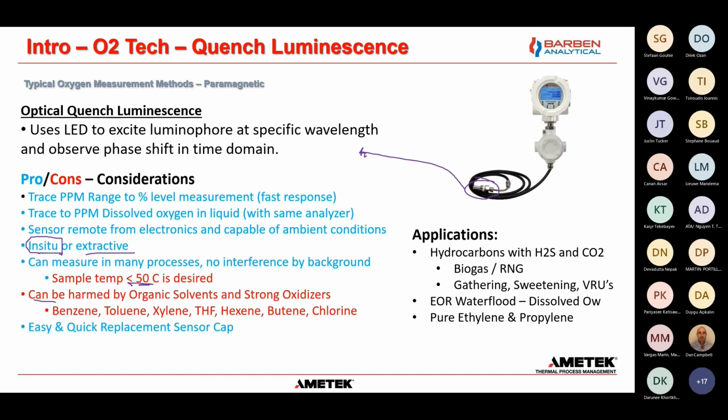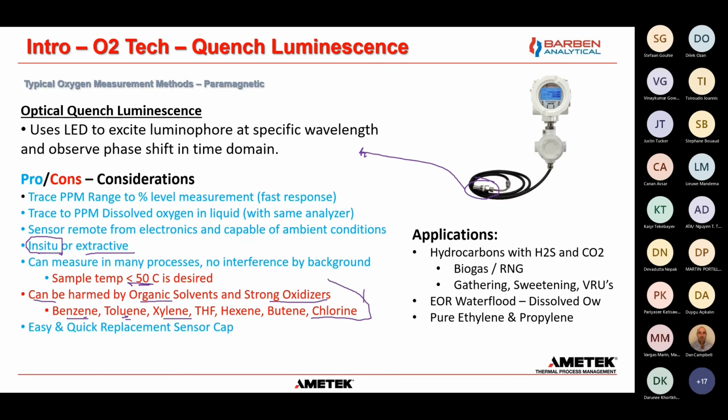The con here is also it can be harmed by organic solvents and strong oxidizers. So this has to do with the element that's in the process. We do need to get a chemical composition and understand that if we start having percent levels of benzene, toluene, xylenes, THFs, hexenes, butenes, chlorines, a few other different things such as some acrylates, then we need to look at that and make sure we avoid those. Now they don't cause incorrect readings, but they can cause shortened life and more drift than we were publishing there before. So those are the things that we need to avoid.